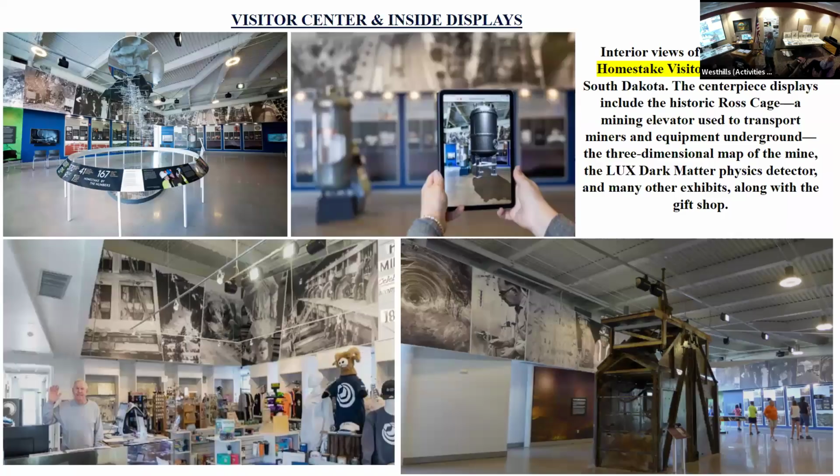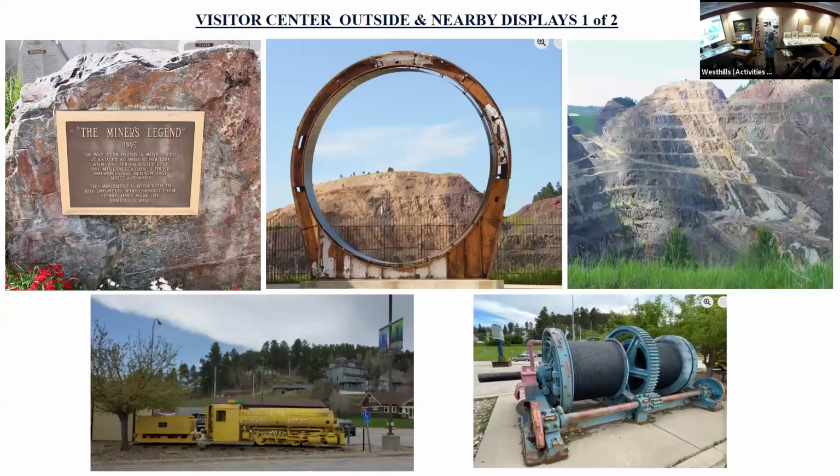So this is the visitor center as it looks inside today, showing some of the experiments, one of the cages or elevator conveyances that's on display right in the main hallway of the visitor center. This is outside. Again, a dedication to the legend of mining. The circle frame, which is one of the rings that held the Ray Davis chlorine neutrino experiment that received a Nobel Prize and established the Homestake site as a premier site for underground science.